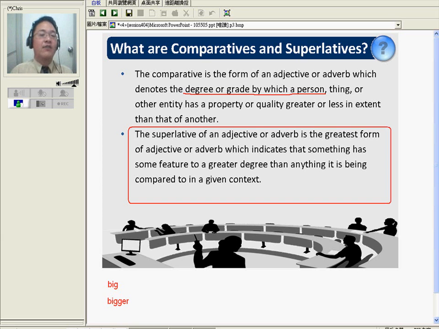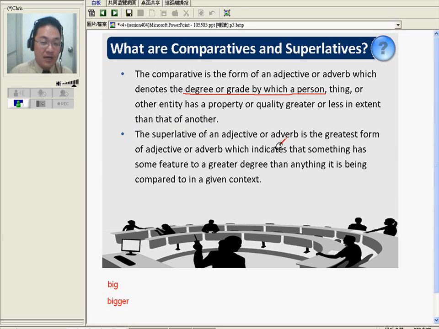Superlative, okay, of an adjective or adverb, again, it can be an adjective or adverb, is the greatest form of adjective or adverb, meaning it's at the top. It's the number one, okay, which indicates that something has some feature to a greater degree than anything it's being compared to in a given context. Very important, okay, to a greater degree than anything it is being compared to in a given context.